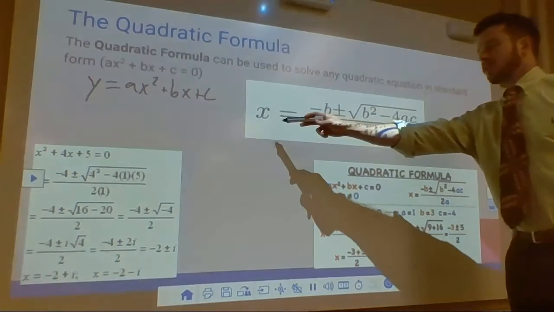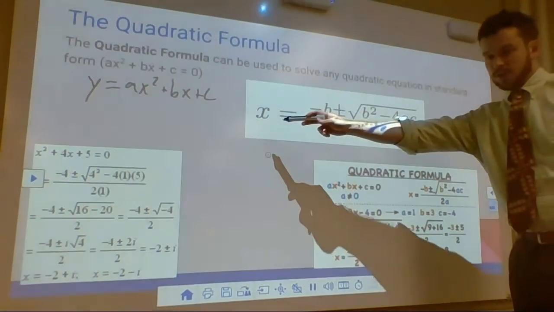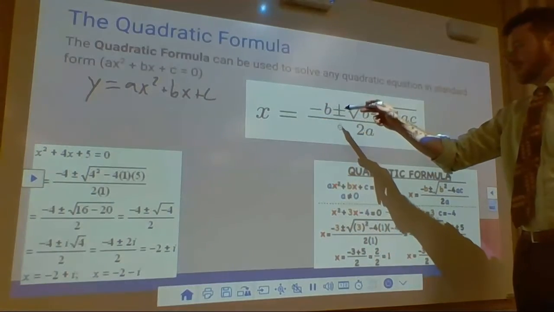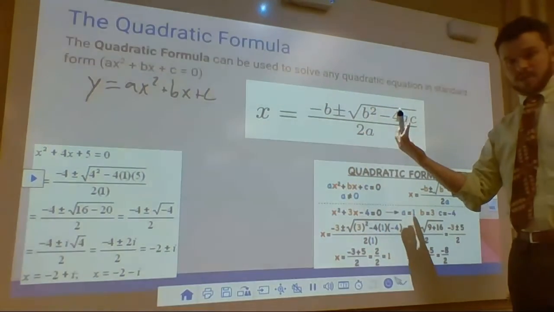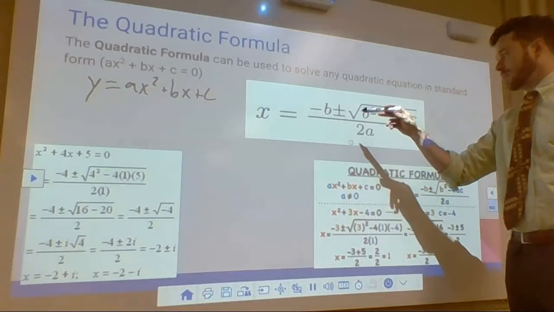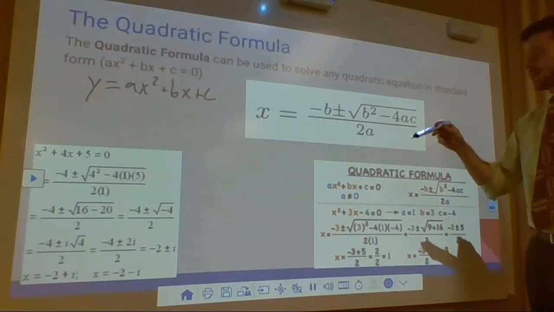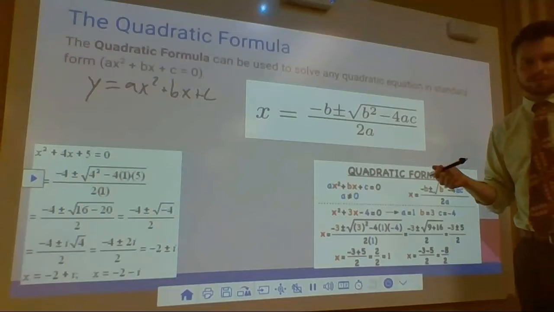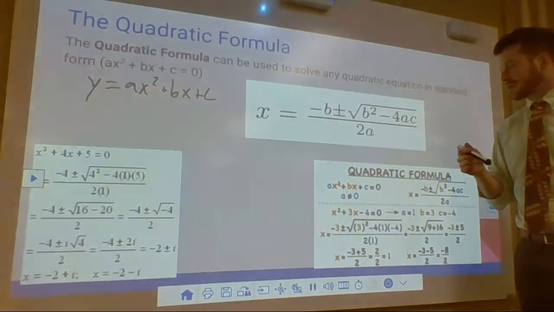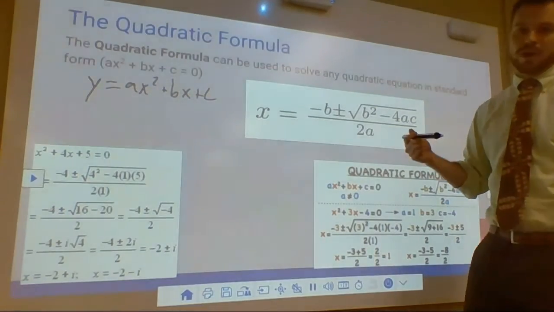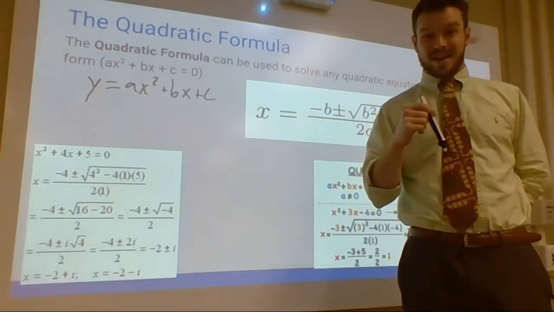Now, the quadratic formula, and this is what you need to make sure you write down, is x equals negative b, or you could say the opposite of b, negative b plus or minus the square root of b squared minus 4ac all over 2a. I'll say that one more time. X equals negative b plus or minus the square root of b squared minus 4ac all over 2a. You need to be able to say it as fast as that.